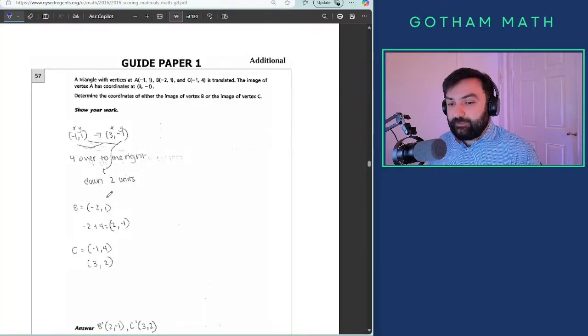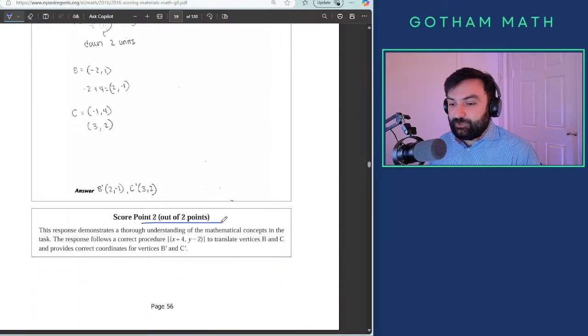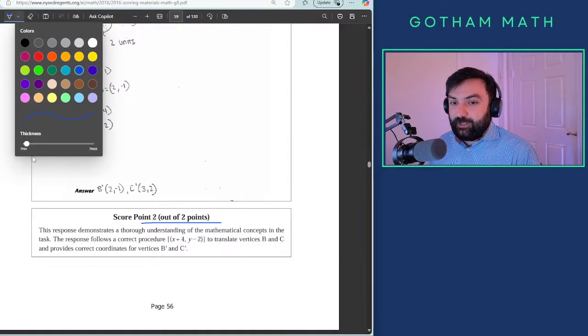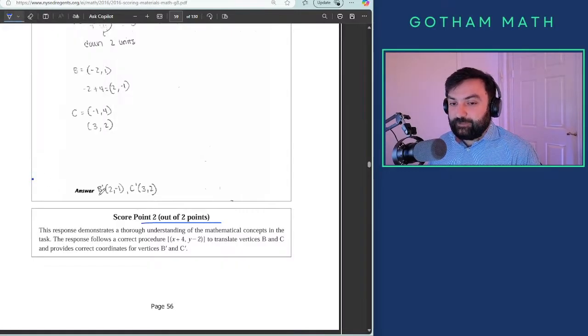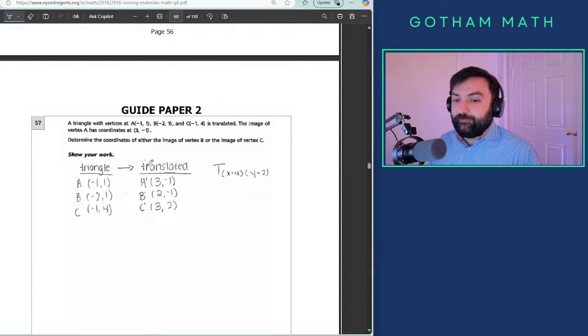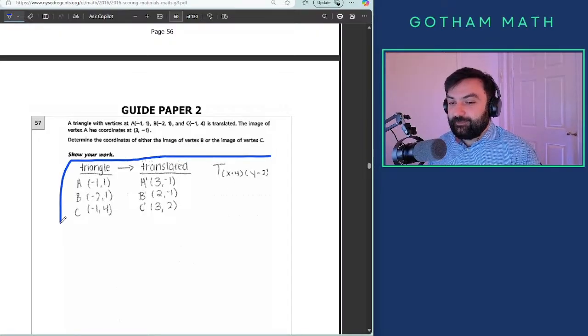Okay, so the first answer is the full credit answer. 4 to the right, 2 down. Pretty simple. Nothing extra, nothing that raises any questions. 2 points. We're happy to see something like this. All right, moving on, so A, B, C, 3. This is super organized and very well made.